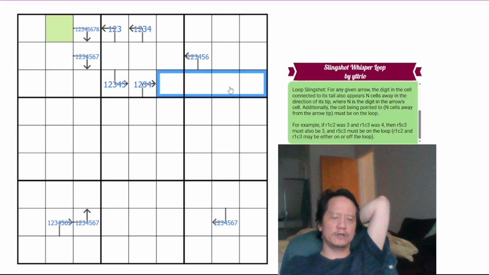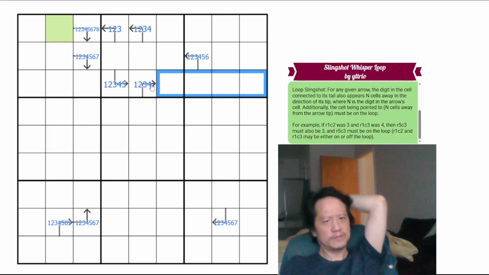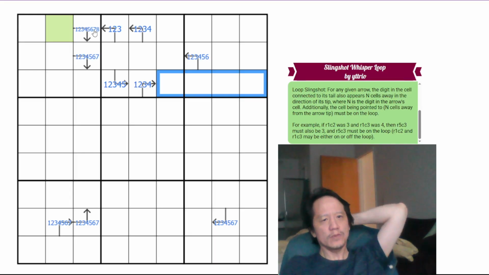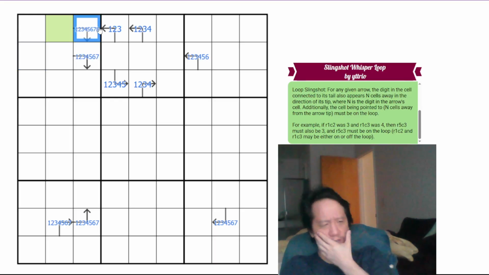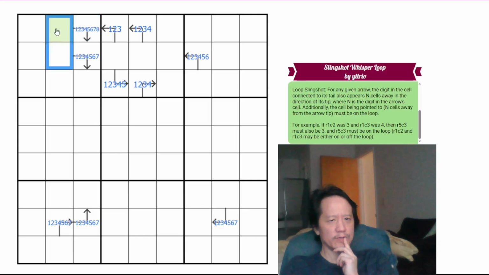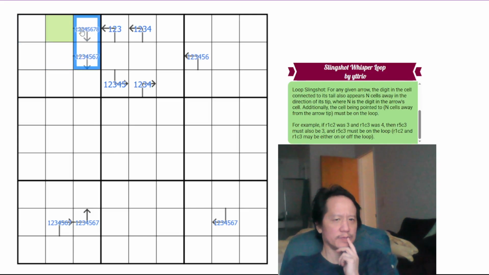So there must be a cell in a loop somewhere here. So this could be 2 going here, going that way. It could be all 3 of these going that way. What it cannot be is 2 going that way. So this has to be on the loop also. Right? We can't have it going like that. So it must either enter here going that way, or it enters this way going that way. Either way, this is on the loop.